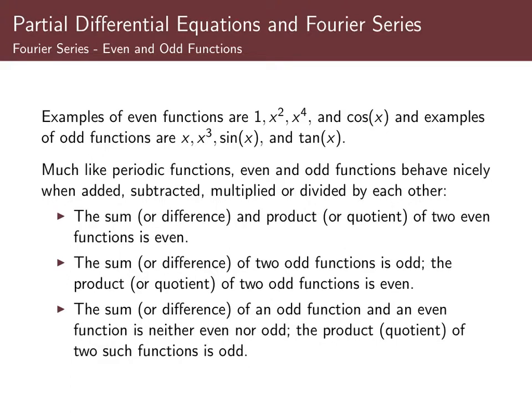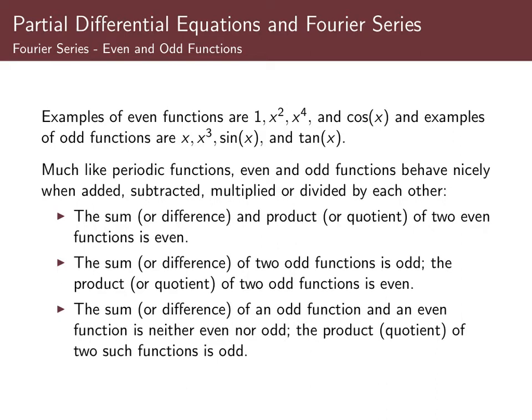Like I said earlier, examples of even functions are 1, x squared, x to the fourth, and cosine of x. Examples of odd functions are x, x cubed, sine of x, and tangent of x. Much like periodic functions, even and odd functions behave nicely when added, subtracted, multiplied, or divided. The sum, difference, product, or quotient of two even functions is also even. On the other hand, the sum or difference of two odd functions is odd, while the product or quotient of two odd functions is even. The sum or difference of an odd function with an even function is neither even nor odd. However, the product or quotient of two such functions is odd.